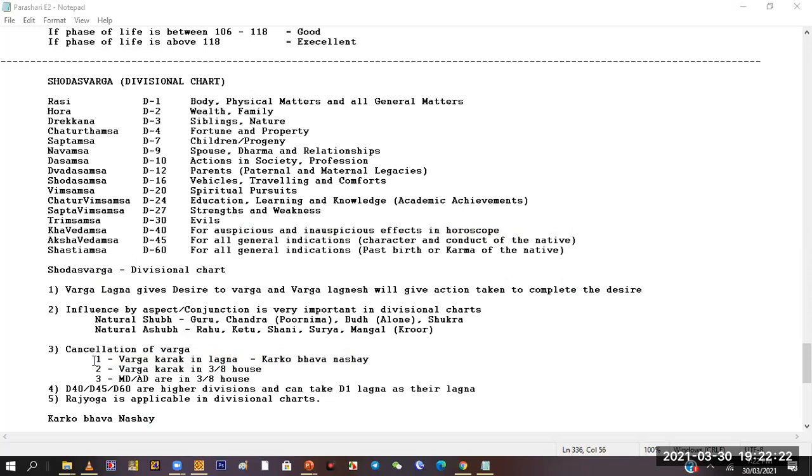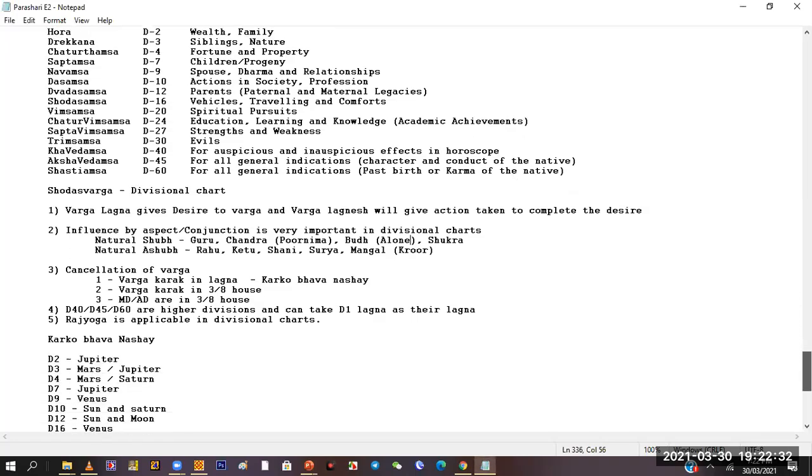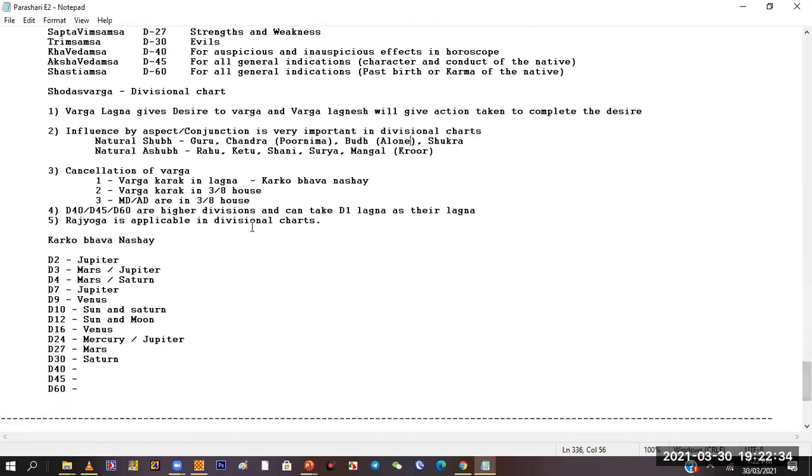The first says, if the Varga Karak is in Lagna, that is called Karko Bhavanashaya. You must have heard about it. This is a very popular sutra being discussed on many YouTube channels, but actually it needs to be applied in Shodashvarga. So, who all are the Karakas of Varga?